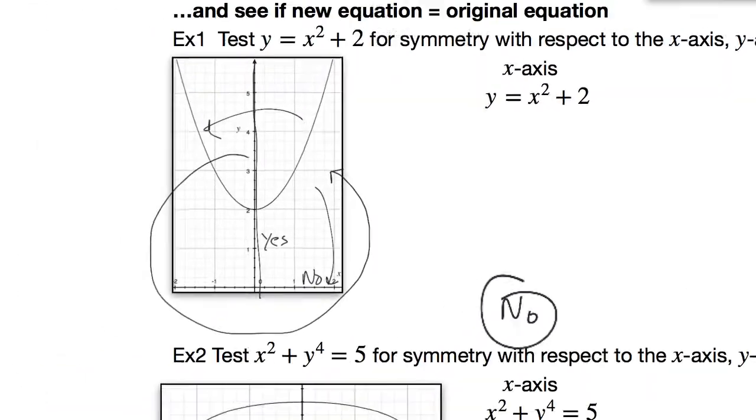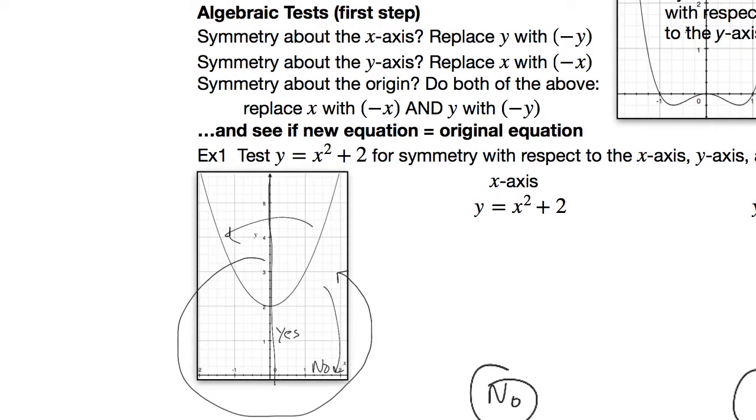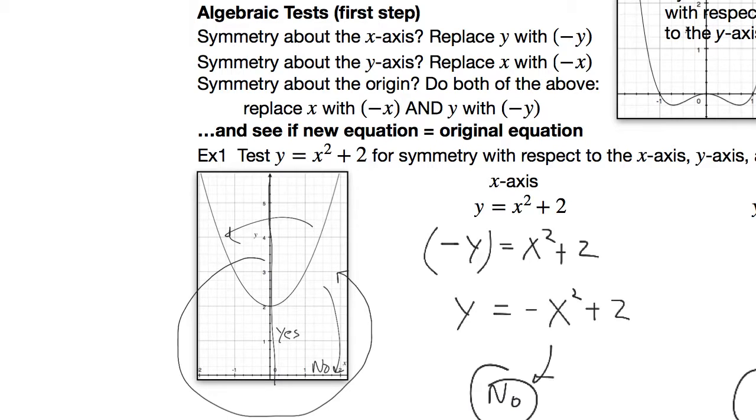What we really want to do is get good at testing for these things with just the equation. Pretend you didn't have the graph. Pretend you didn't know what it looked like. Here, if we're going to do this, we have to replace the y with negative y. So we're going to replace that with negative y, and let's see if the new equation is equal to the original equation. Well, multiplying both sides by negative 1, you get y is equal to negative x squared plus 2, and so no, it is not, because this does not equal this. They're not the same equations. Wait a second, this should be a minus.